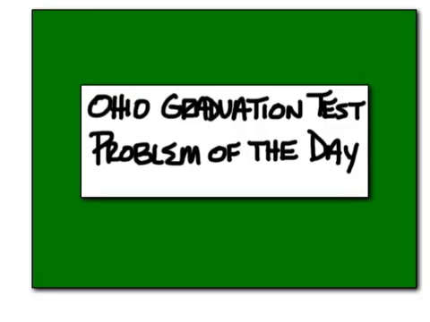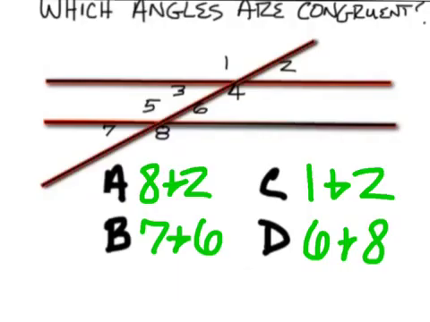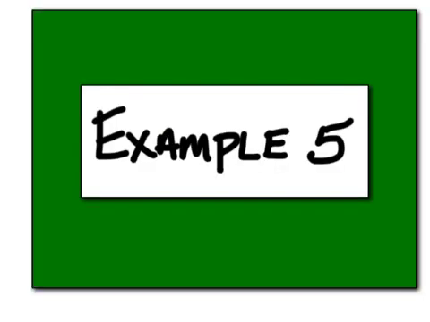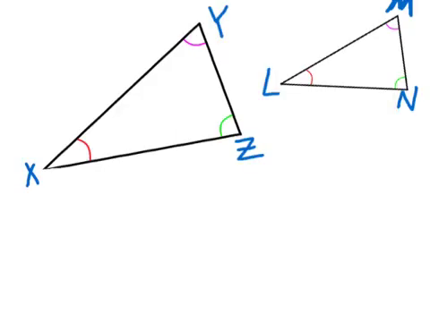Okay, extra credit problem number 2. Okay, OGT problem. Okay, answer to the problem should be B. 7 and 6 are vertical angles, and vertical angles are congruent.